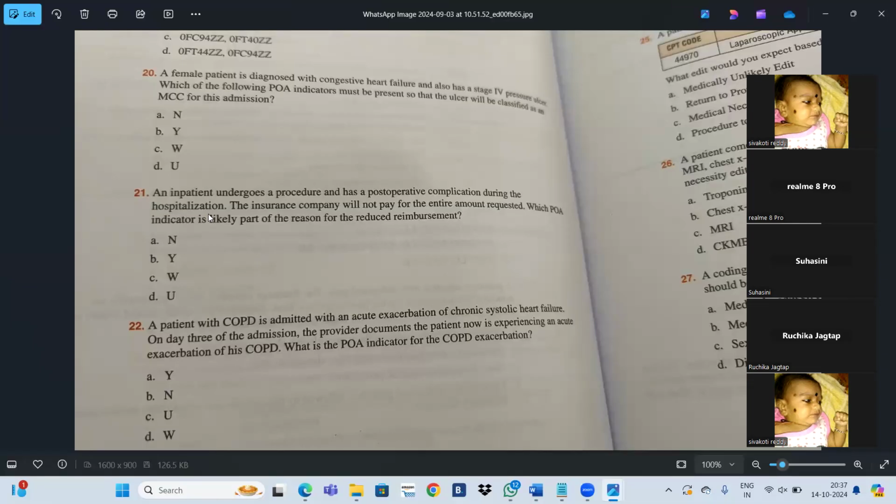I am not asking for the indicator. You can understand the first line, procedure, leave it. Patient undergoes a procedure, leave it. Has a post-operative complication during the hospitalization means the condition was present or not at the time of admission. Present. Then why do you need to say N? The condition was present during the hospitalization means Y indicator. Clear? Yes.